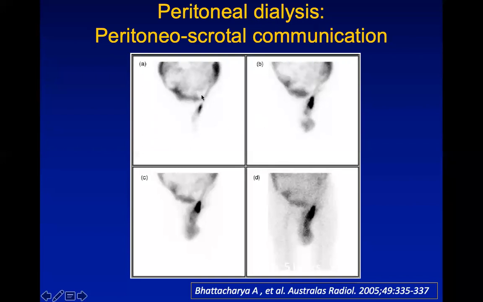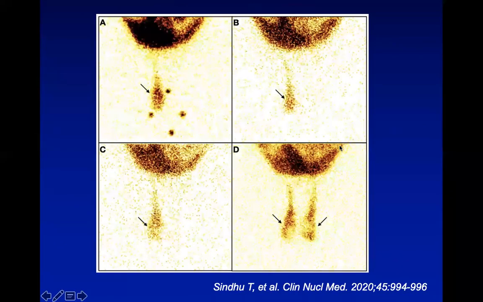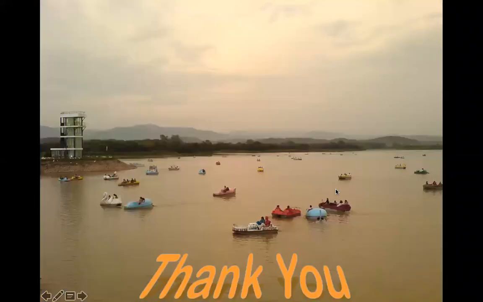So if you just inject the tracer, that is technetium sulfur colloid usually in these cases, you can actually see that the tracer first fills up and then it follows the pathway into the scrotal sac. So this demonstrates that there is a patent tunica vaginalis. You can repair this before proceeding with future peritoneal dialysis procedures. This may be unilateral or bilateral as well.